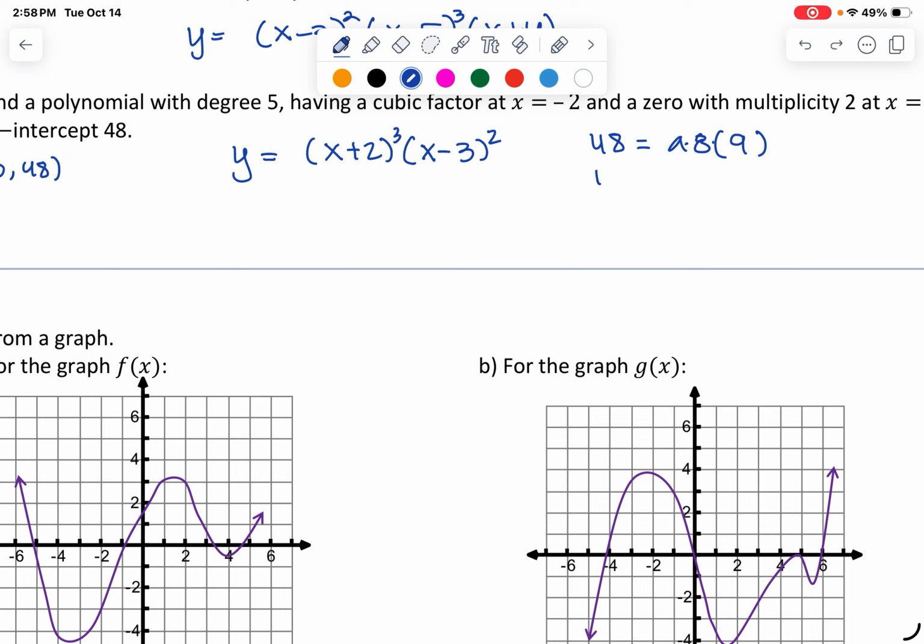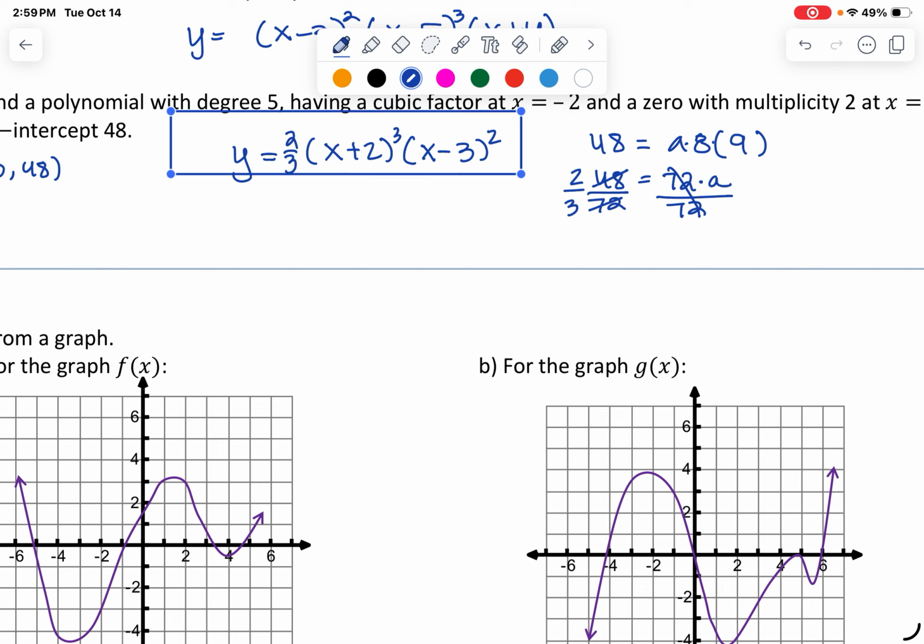So I'll just solve this equation. 48 equals 9 times 8, which is 72, so 72 times A. Divide by 72, and I get A is equal to 48 over 72, which is simplifiable. 24 goes into both. 24 goes into 48 twice, 24 goes into 72 3 times. So 2/3. There you go.